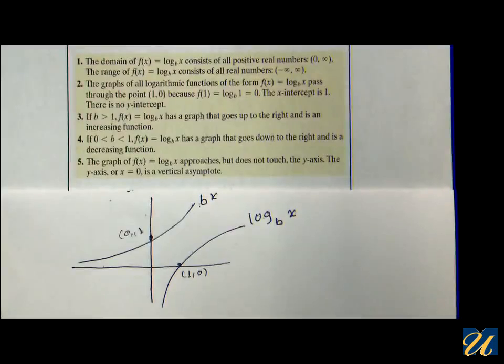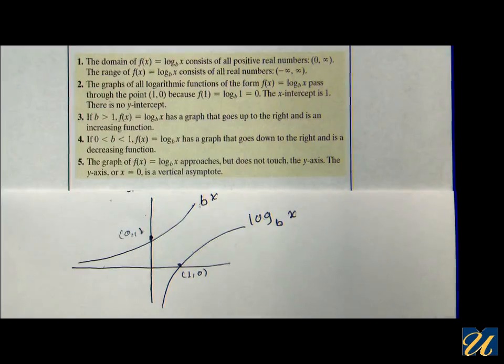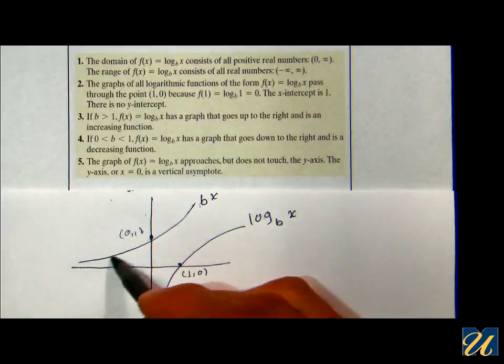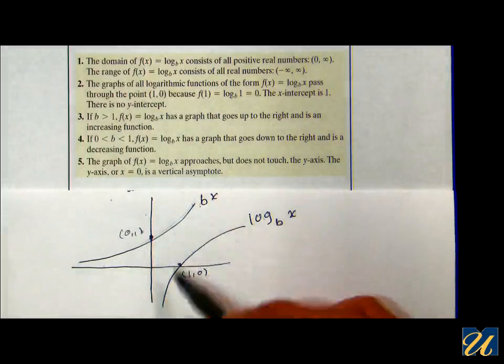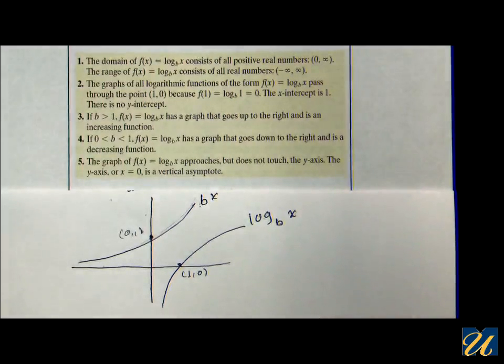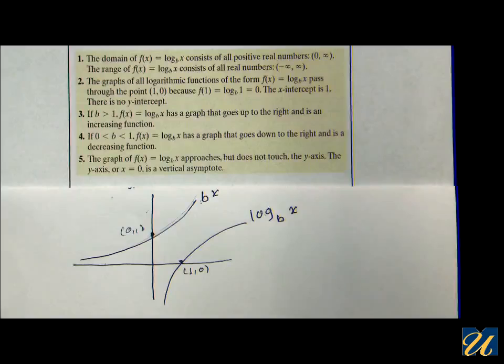Okay, what else do we have? If b is greater than 1, the graph goes up to the right and is an increasing function. Yes. So this is one specific log function that goes along with increasing exponentials. This is an increasing logarithm. If we had a decreasing exponential, then we have a decreasing logarithm. I'm not going to draw that one. You can look in the textbook for that.